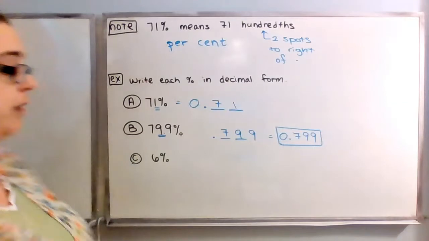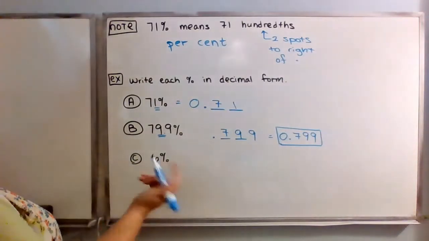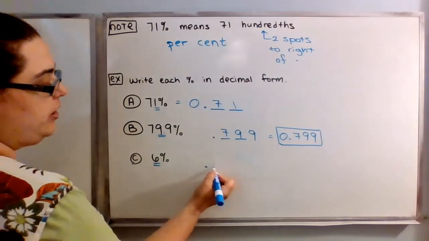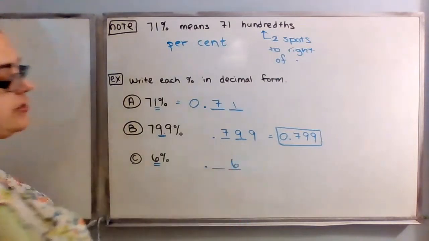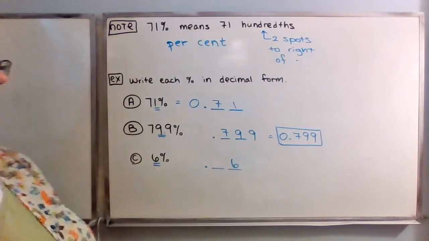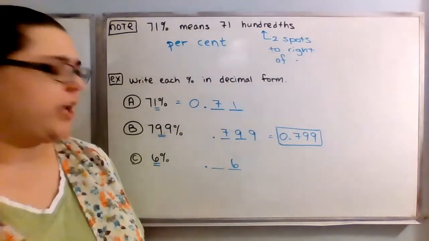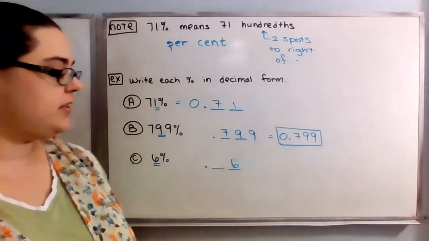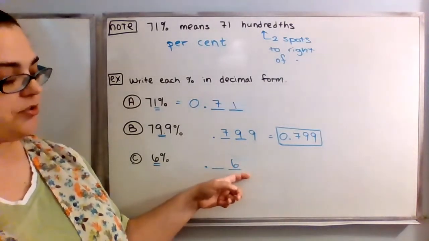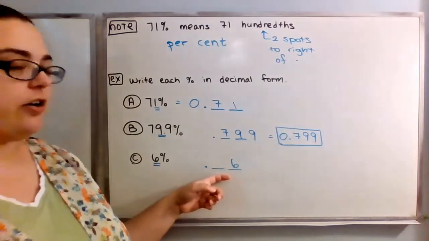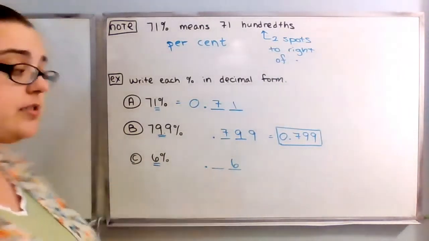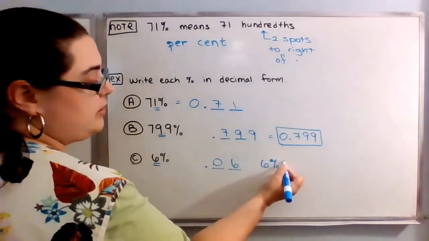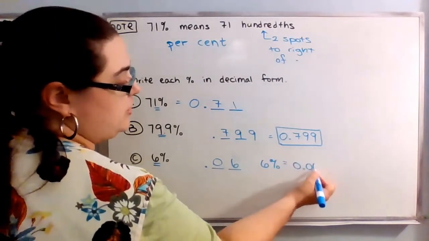So let's take a look at part C. We have 6%. So 6 is in the ones place. So we have to make sure that we put a 6 in the hundredths place. And now we have a weird looking number. We need point something 6. Now, in order to ensure that the 6 is in the hundredths place, we have to put a 0 as a placeholder in the tenths place. So we would say that 6% is the same as 0.06.